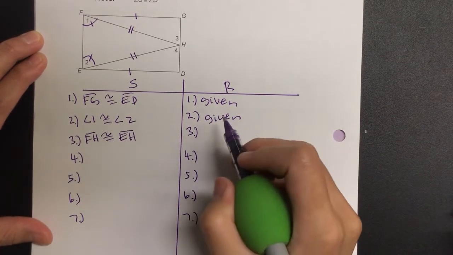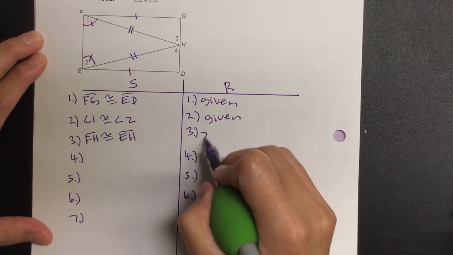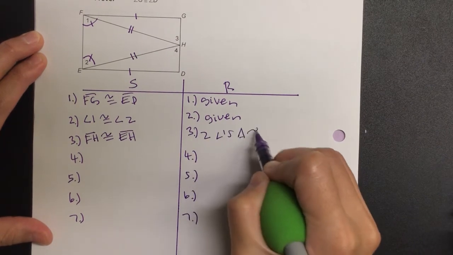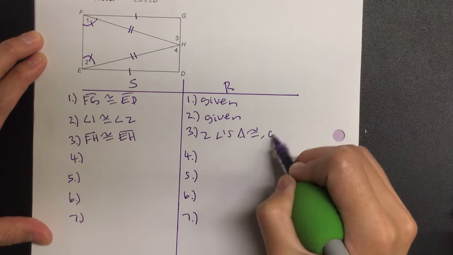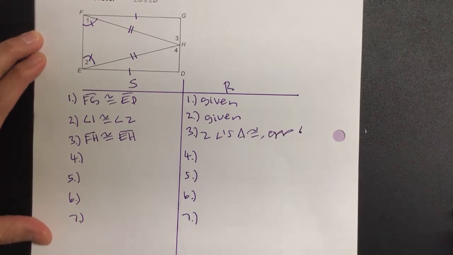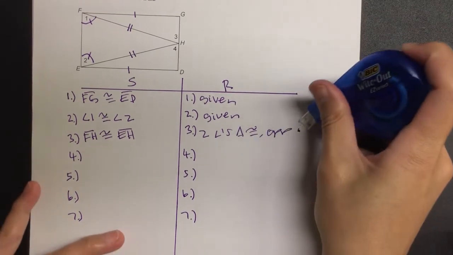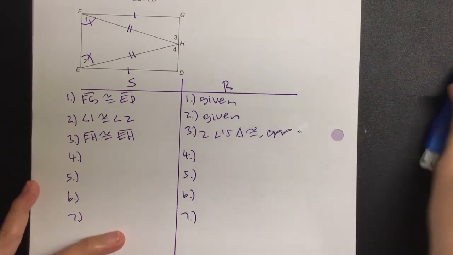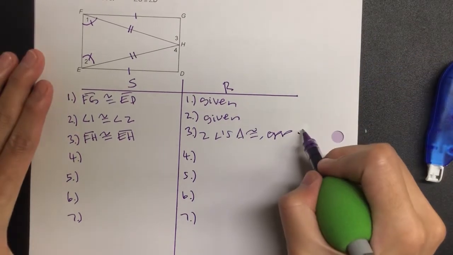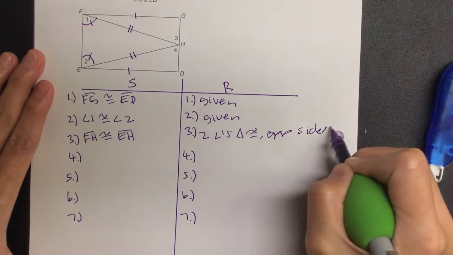And that one had a specific reasoning. It was, if 2 angles in a triangle are congruent, then the opposite sides are congruent.